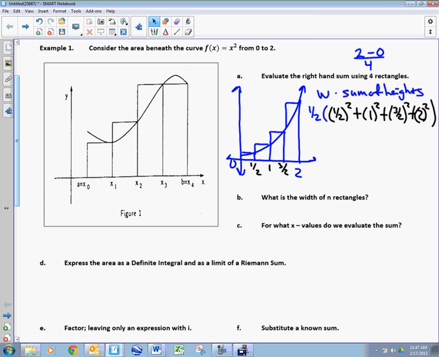So that's what we've been doing. What I want to do is take that, and instead of adding up 4 rectangles, all I want to change is I want to add up an infinite number, okay? So it's no big deal.